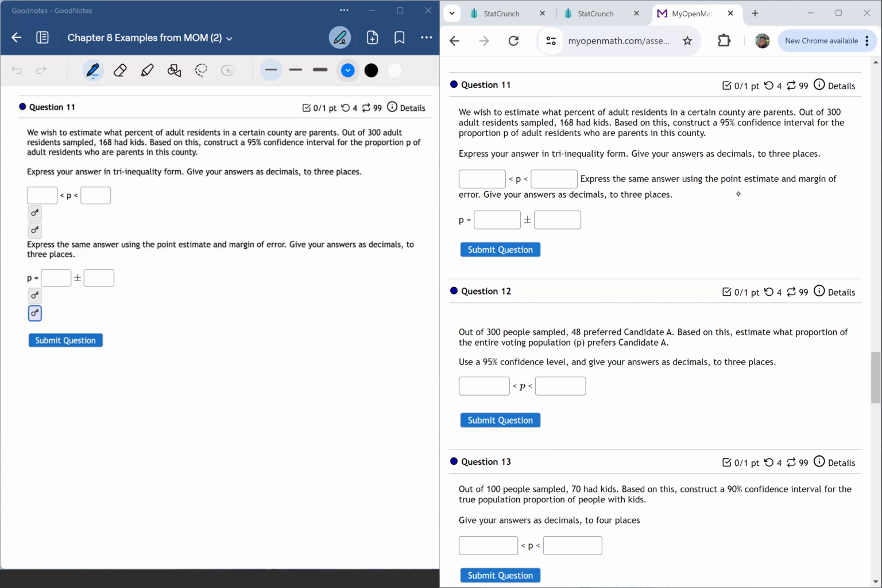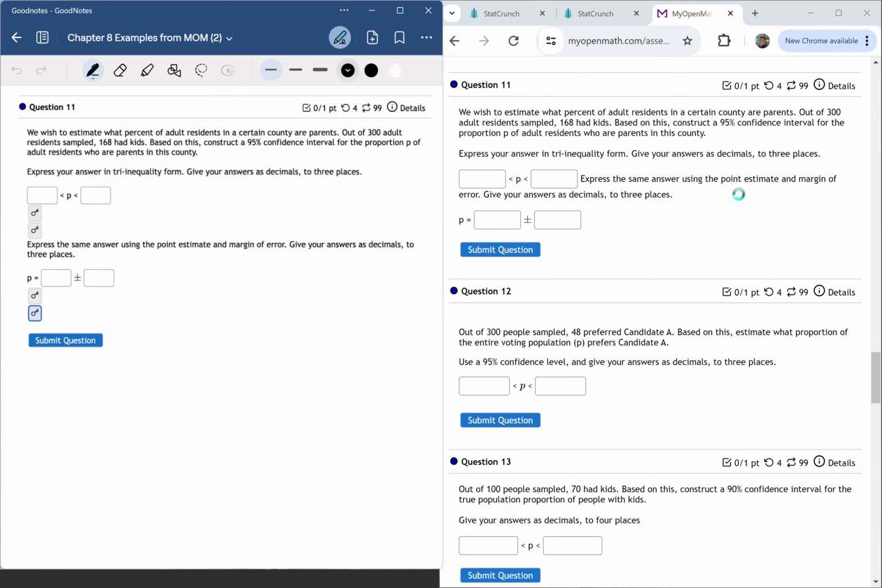The question says we would like to estimate the percent of adult residents in a certain country that are parents. Out of 300 residents sampled, 168 had kids. Based on this, construct a 95% confidence interval for the proportion P of the adult residents who are parents in this country. All right, so let's get started.